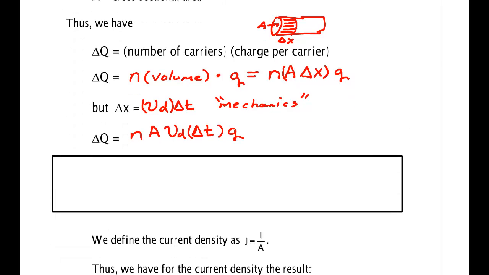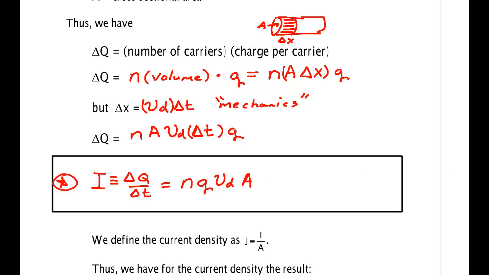Bringing that down, we have the definition that the current is defined as delta Q over delta T. But I can take my formula for delta Q right in here and divide out the delta T. And I get number of charge carriers per volume, the charge per carrier, the drift velocity, and the area. This is the equation in the textbook.